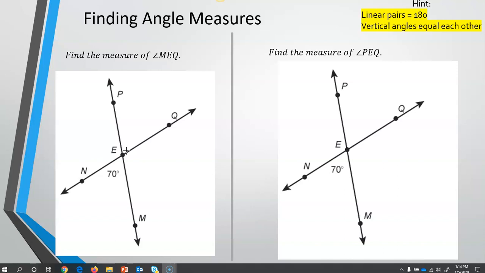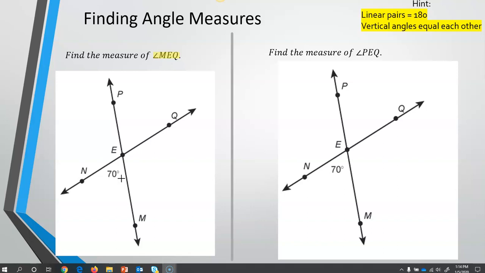All right, everybody, let's go ahead and apply what we just learned about linear pairs and vertical angles in finding angle measures. When we're given a problem, we start with what the question is, and it says find the measure of angle MEQ. So this is what I'm going to find: MEQ.